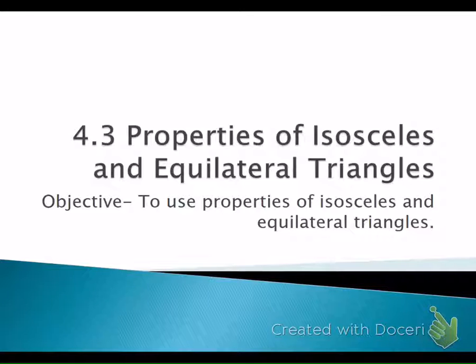So today we are doing 4.3. It's all about isosceles and equilateral triangles. Remember, isosceles triangles, 2 of the sides are the same. Equilateral triangles, all the sides are the same. When either one of those is true, we have some special things that happen with the angles. So we'll talk about those, do a little practice.